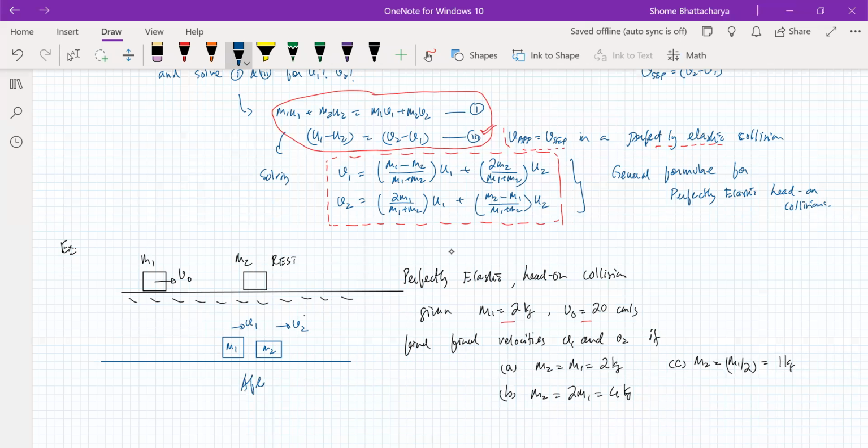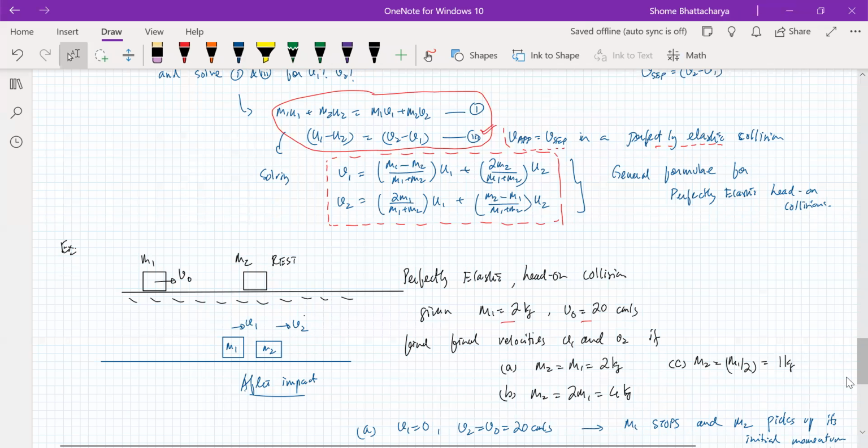So this is the situation after impact. In the A part, you should be getting V1 as 0 and V2 as V0, or 20 centimeters per second. So M1 stops and M2 picks up its initial momentum. That's something that you can see from the above formulae.